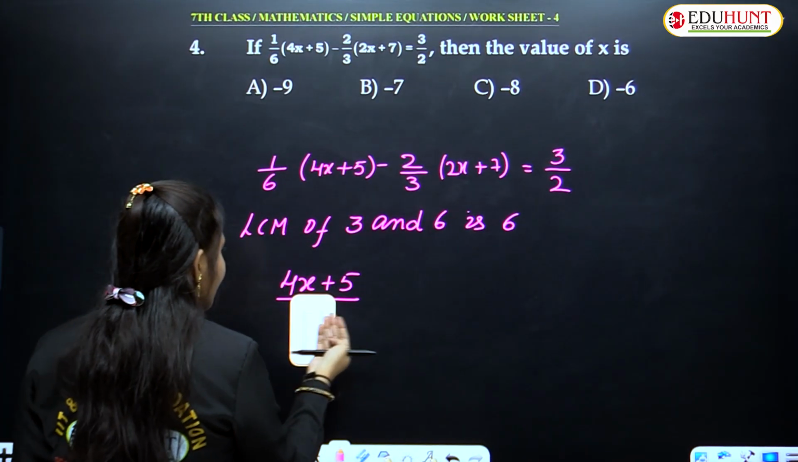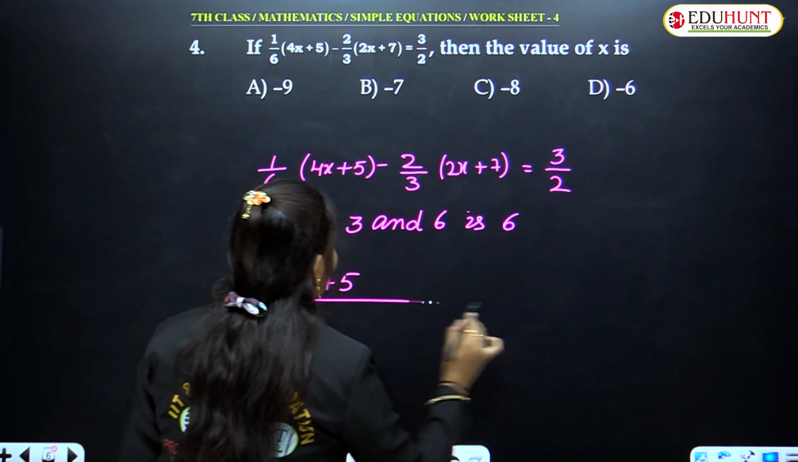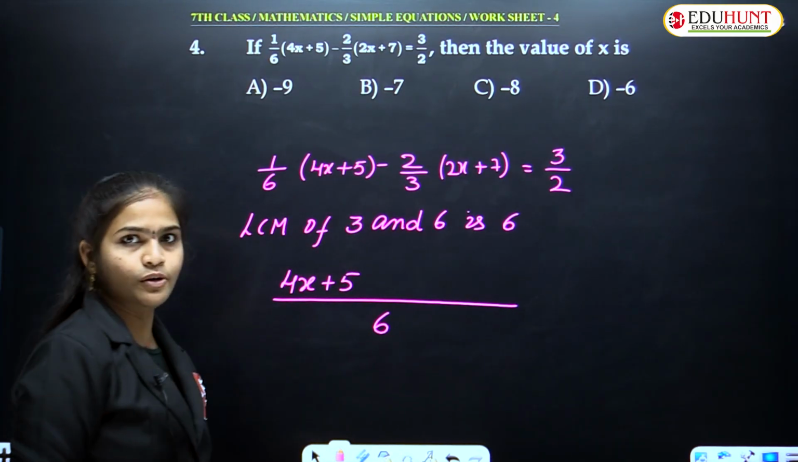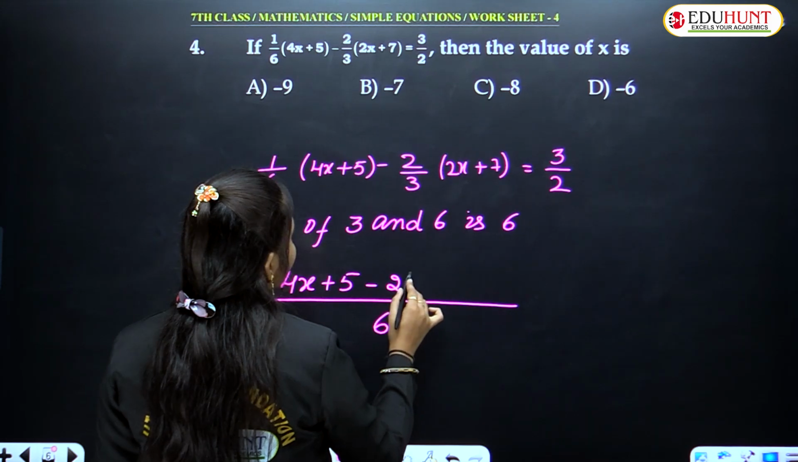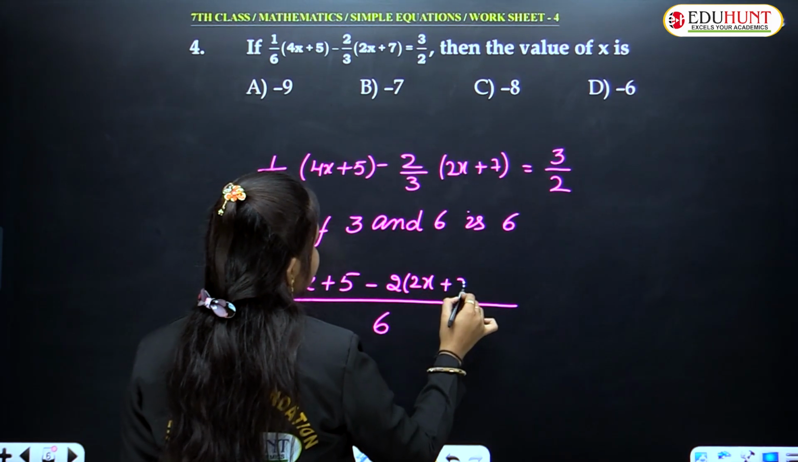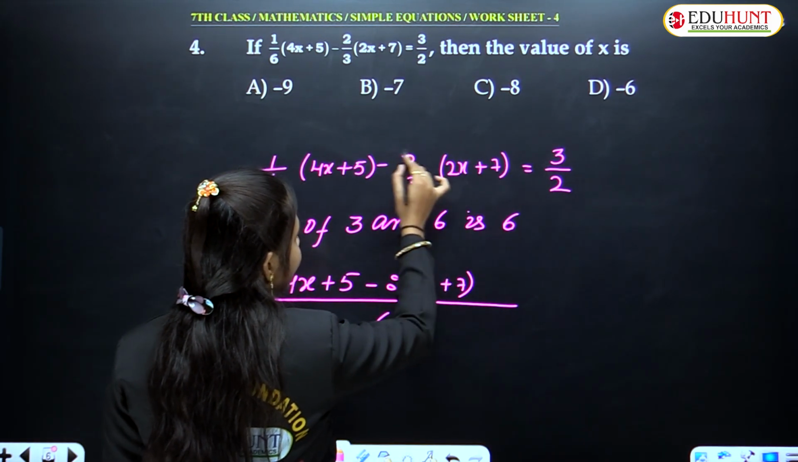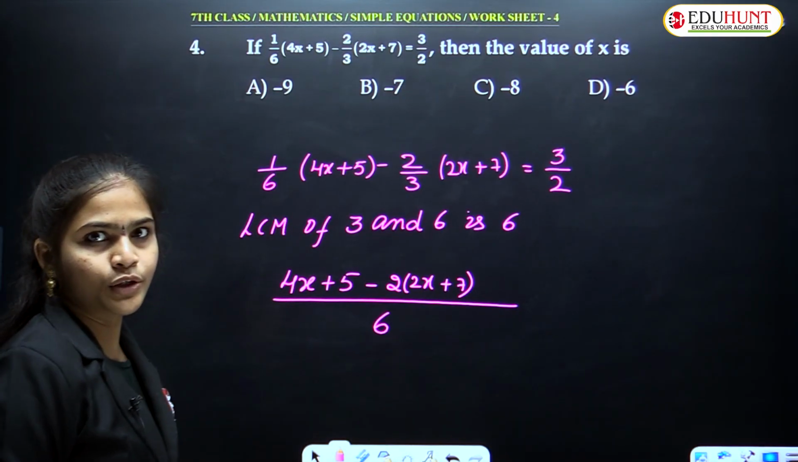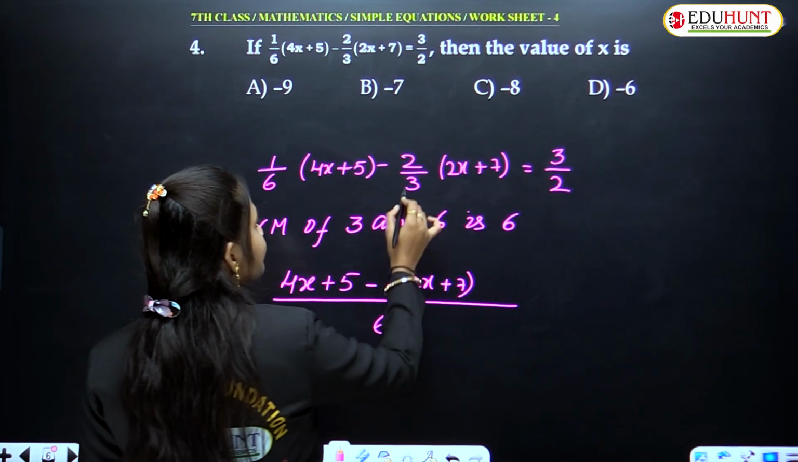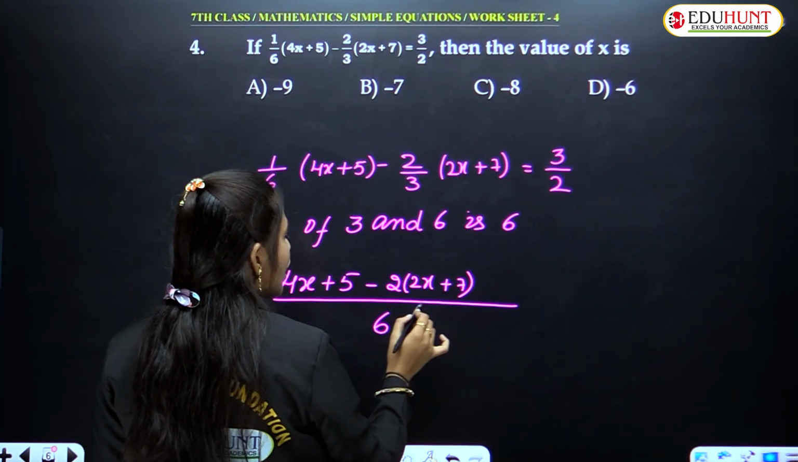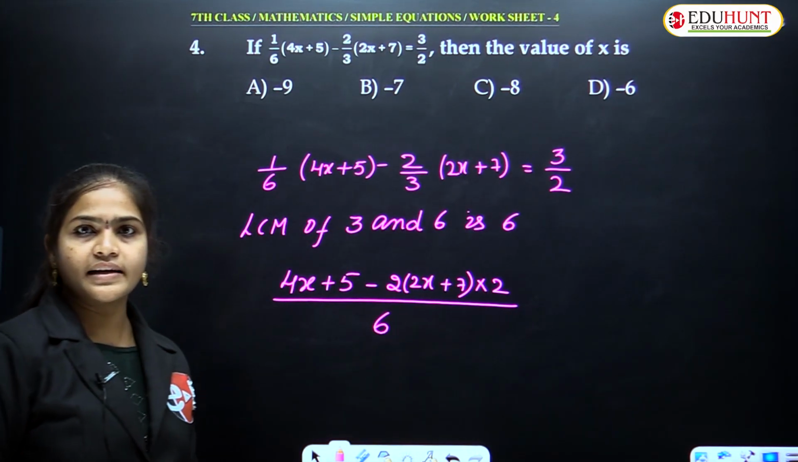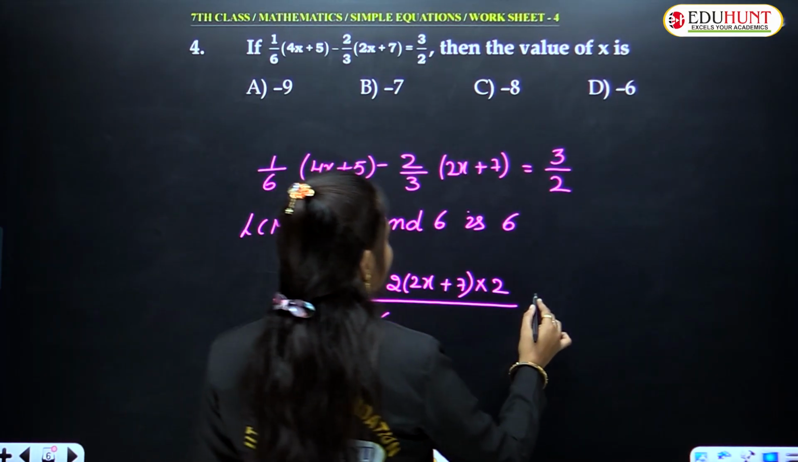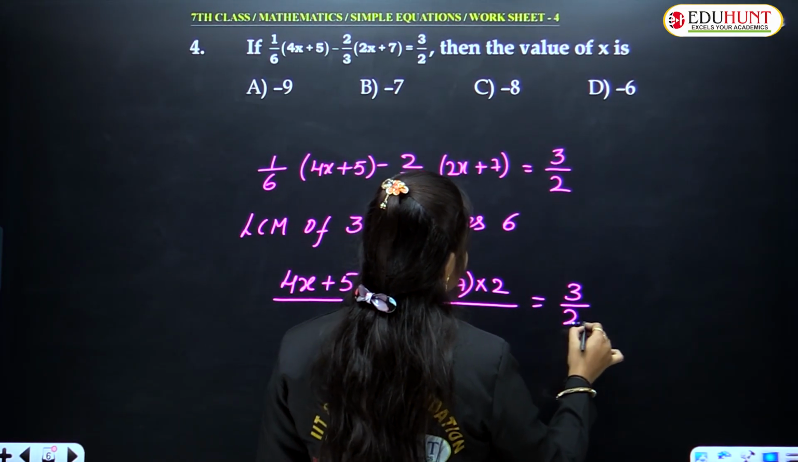So directly I will write that whole by, here the LCM is 6. So whole by 6. And here minus 2 into (2x plus 7), this total one take as the numerator, into, here 3 is there, so 3 into how much is equal to 6? 3 twos are 6. Understand? Which is equal to 3 by 2.